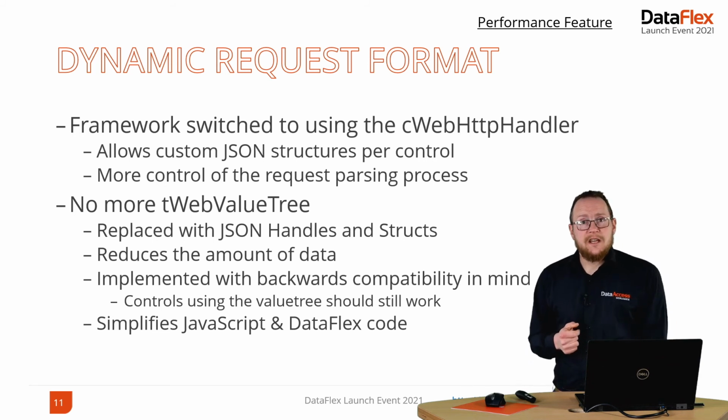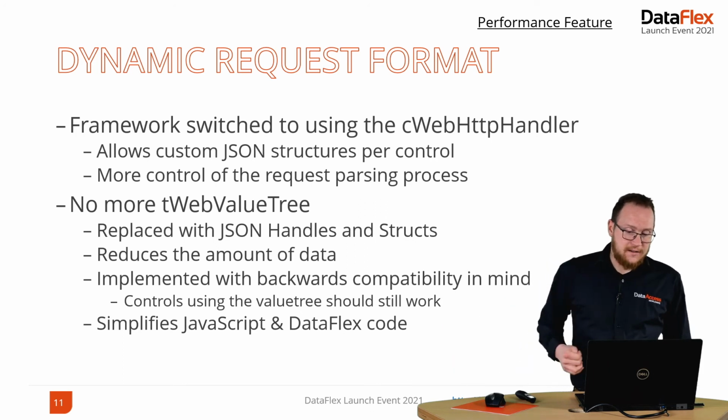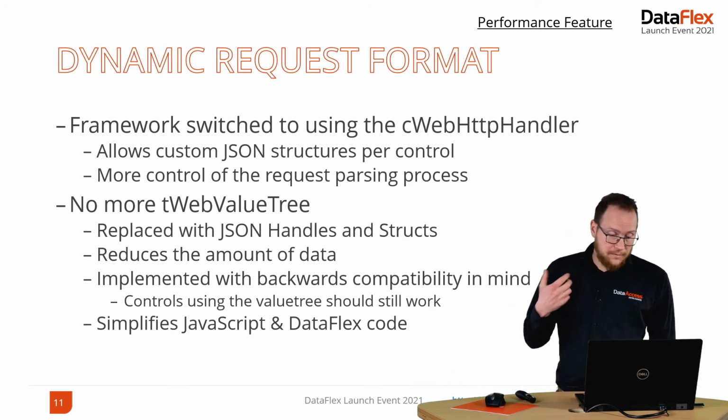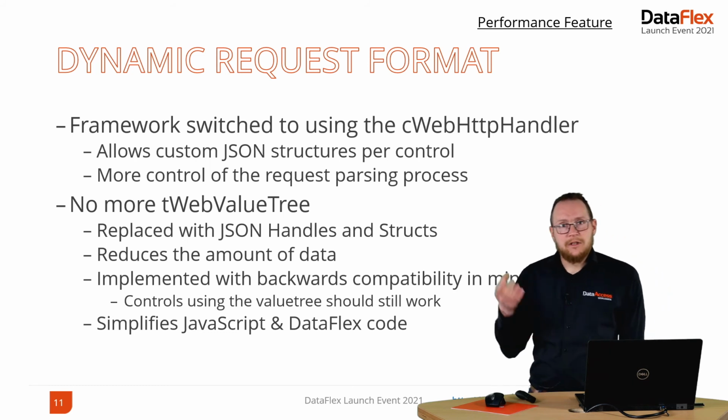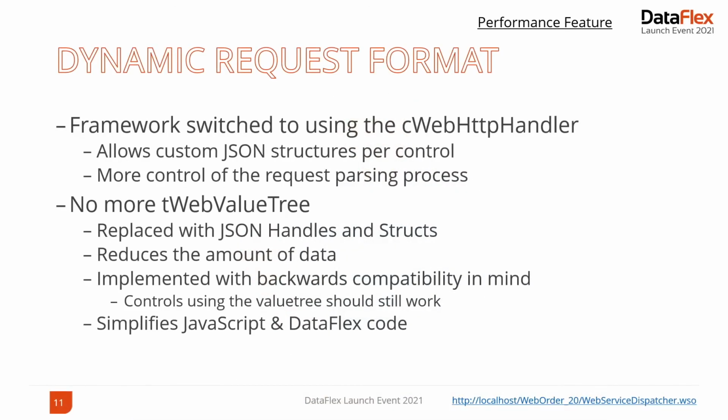Now, it just sends a JSON handle, and the JSON handle just points to a JSON object that has the right structure. And there's also APIs that work with variants, where you can just send a struct, and that struct will just be serialized to JSON directly. And in case of the web list, this actually reduces the amount of data that's sent back and forward with around 30 to 40%. And that basically improves the performance, but it also improves the readability of the code and the data, and it simplifies things. So no more value tree in 20.